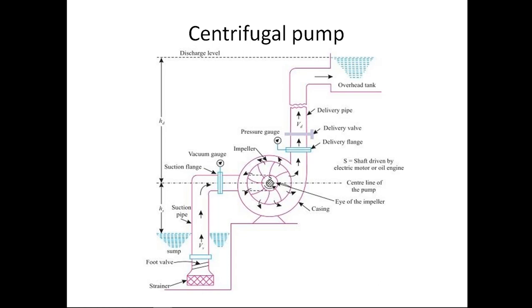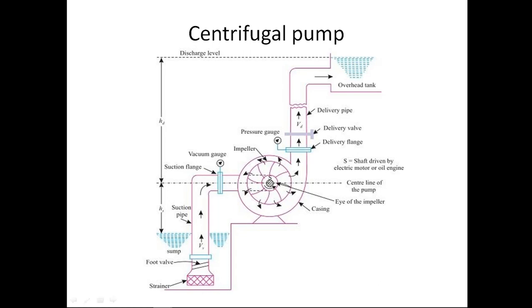The efficiency of this pump mainly depends upon the casing used. Mainly there are three types of casing commonly used. First is volute casing, second is vortex casing, third is casing with guide plates.